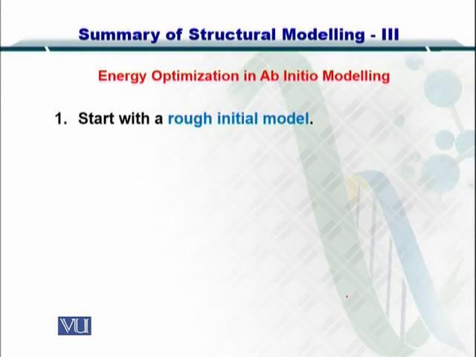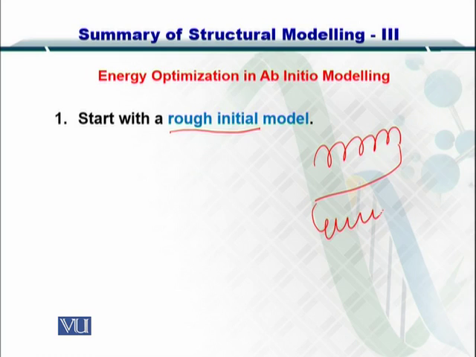So in ab initio modeling, there are two steps. And here I will discuss the first step. You start with a rough initial model. So you estimate your protein to have an alpha helix and a beta sheet, followed by another alpha helix. So this is your rough model. This is also known as the initial model.